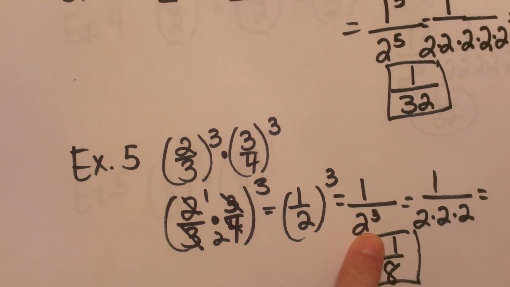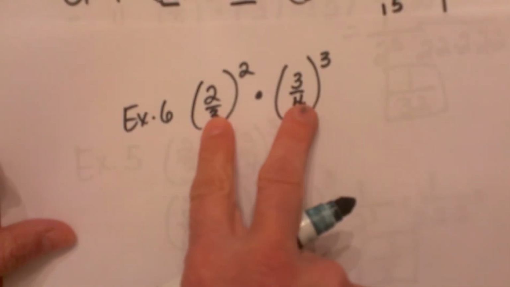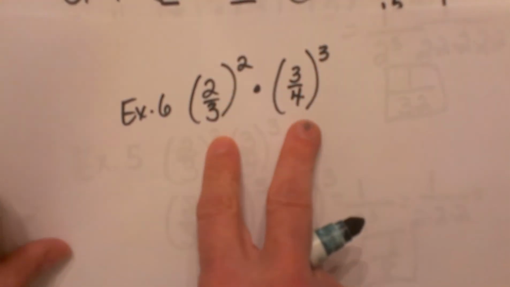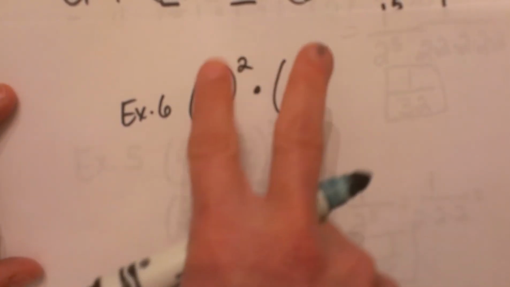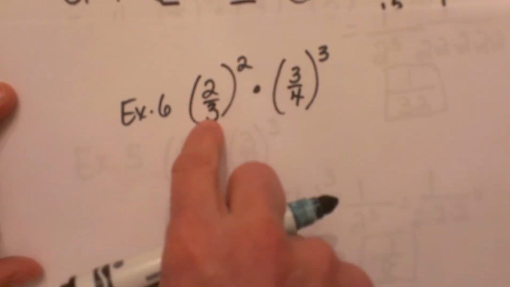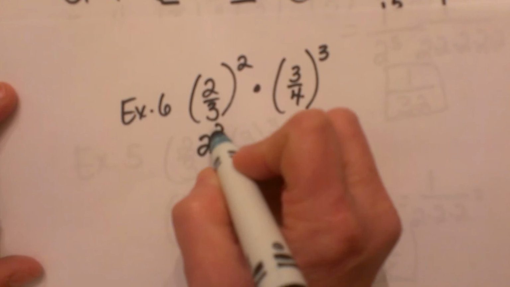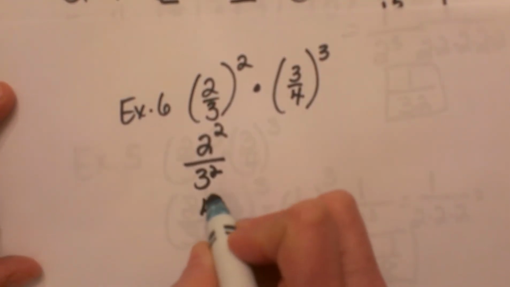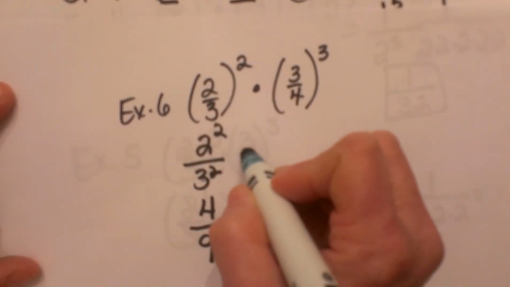Now let's look at our last case. What happens if we don't have like bases and we don't have like exponents? How do you handle those? Well, what you've got to do is evaluate each one separately and then take the answers to those and multiply them together. So let's go ahead and raise 2/3 to the 2nd power. That's 2 squared over 3 squared, which gives me 4 over 9. So that evaluates out to 4/9.